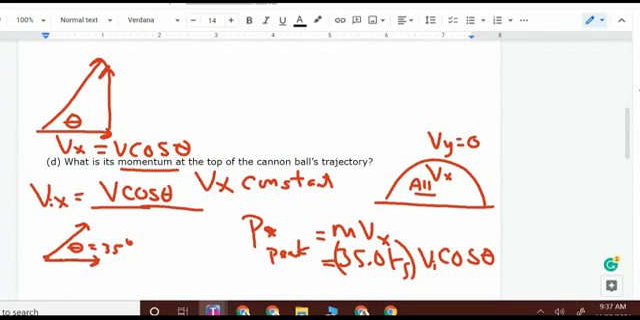What do you think about that? Takes you back. Let me summarize what I just did. At the peak, don't make a mistake: Vy does equal 0, but Vx does not equal 0 at the peak. At the peak, it's all Vx. I can find the Vx in the beginning, and Kim said Vx doesn't change. So the Vx in the beginning is equal to Vx at the peak. The answer was 4160 kilogram meters per second. Did you get that?